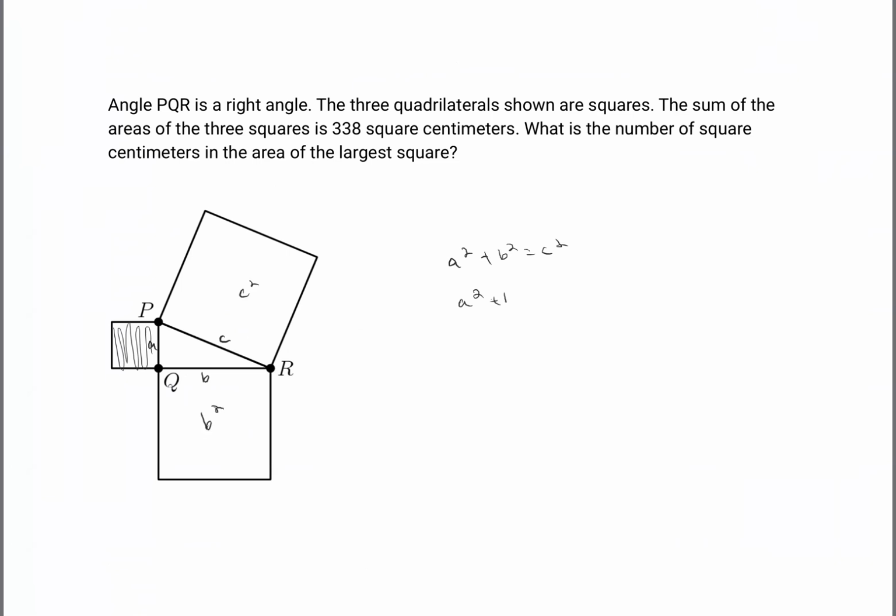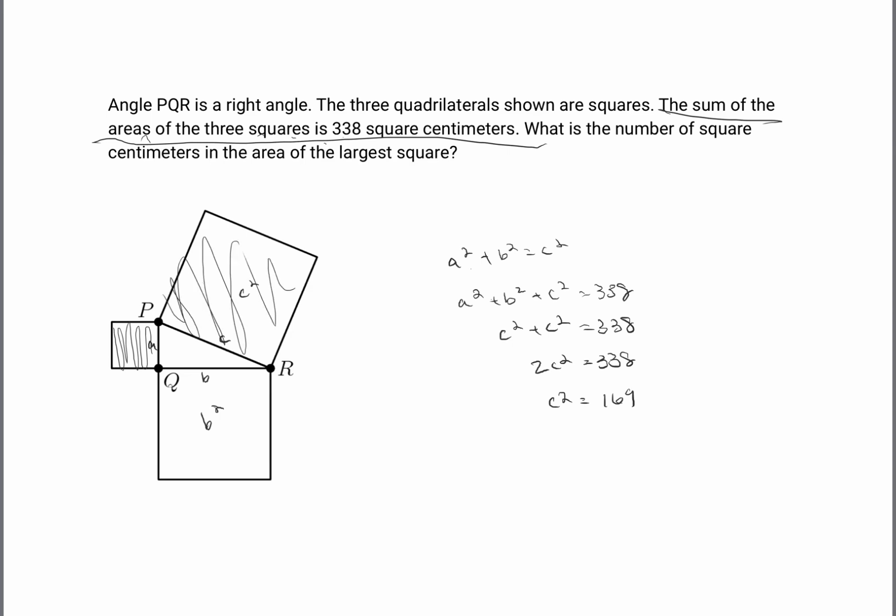So A squared plus B squared plus C squared equals 338 because of what it says here. The sum of the areas of the three triangles is 338. And since A squared plus B squared equals C squared, C squared plus C squared equals 338, and 2C squared equals 338, so C squared equals 169. And since that's the area of the largest square, we get that C squared equals 169.